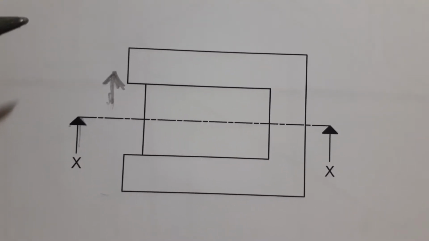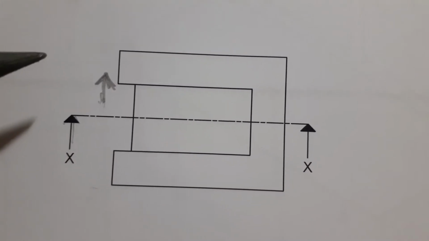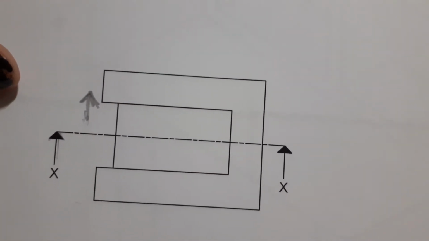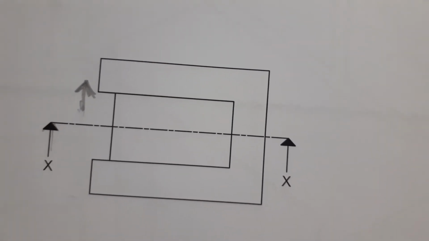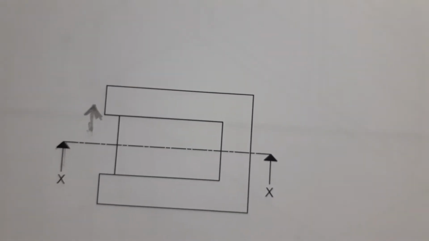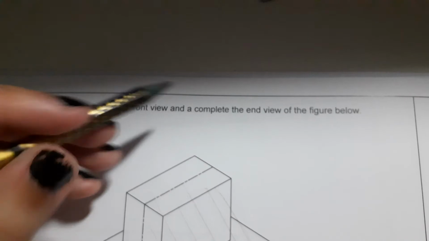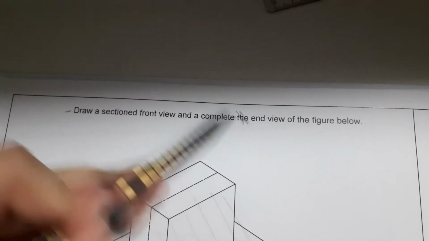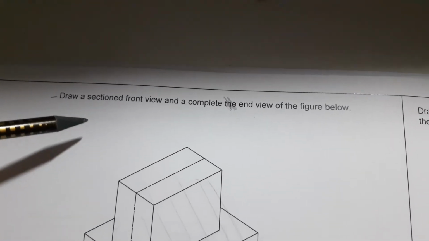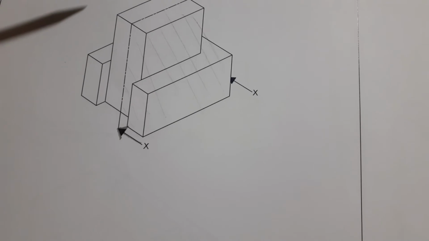Now, I don't necessarily draw both the front view and end view in sectional views, just the view in which I'm told to draw the section of. So, here we have draw a sectioned front view and a complete end view. So it means the sectioned view I'm just gonna draw as the front view, and the end view I'm gonna draw it as per normal.